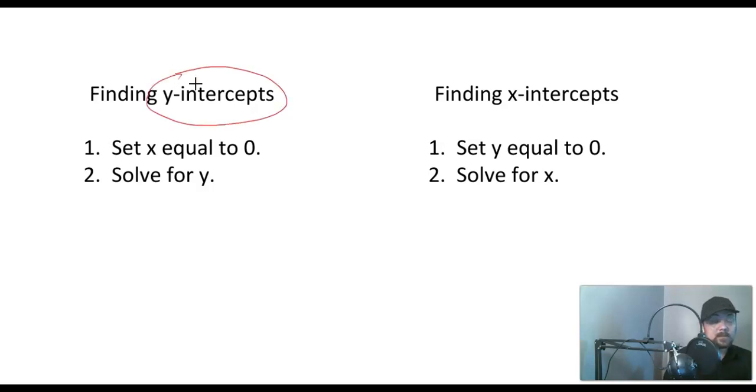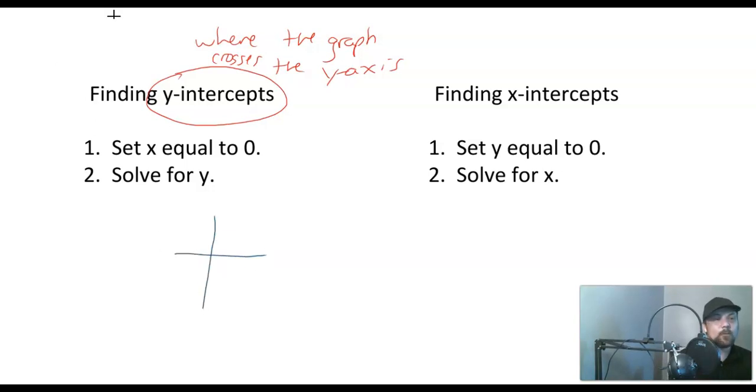Now the y-intercept is where the graph crosses the y-axis. Right, that's the y-intercept. To find where the graph crosses the y-axis, you set x equal to 0 and you solve for y. Again, I like to give a backstory for that. So why does that process work?